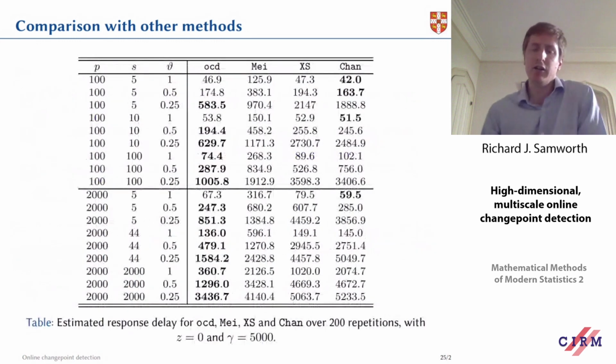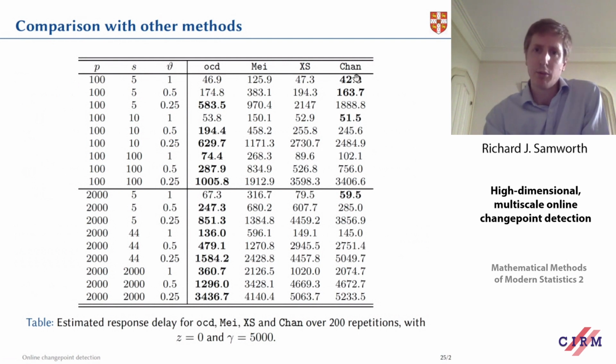Okay, and here are the results we see in terms of the estimated response delay. This is over 200 repetitions and with a nominal patience level of 5,000. So the OCD algorithm does pretty well in simulations. Really across all settings. There are a few settings where it's slightly beaten, but not by too much, by the Chan algorithm. But other settings where the Chan algorithm performs rather poorly.